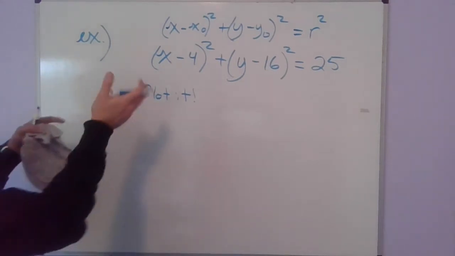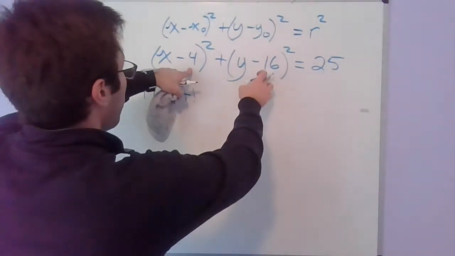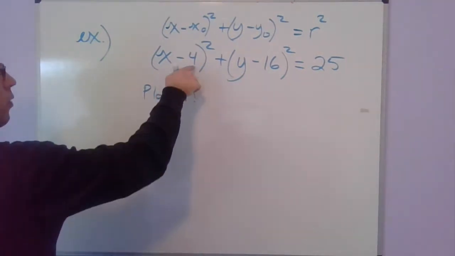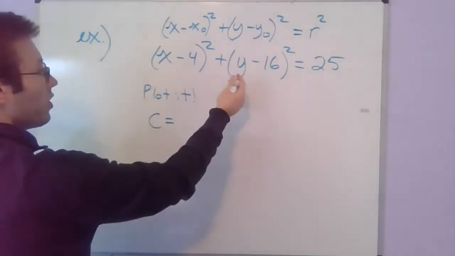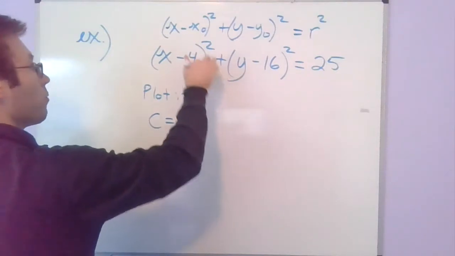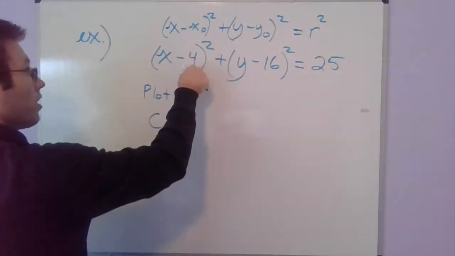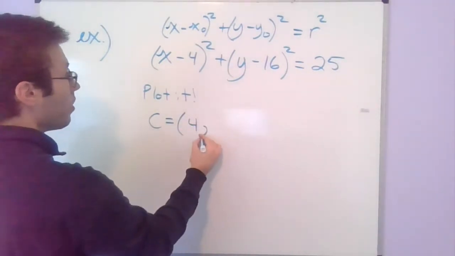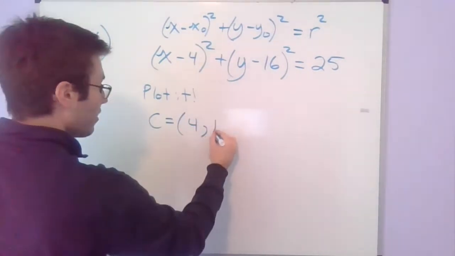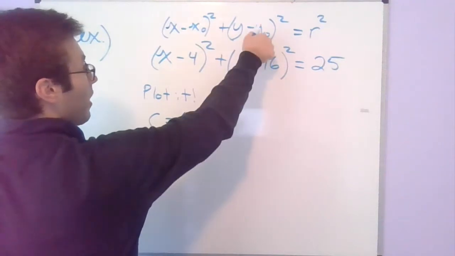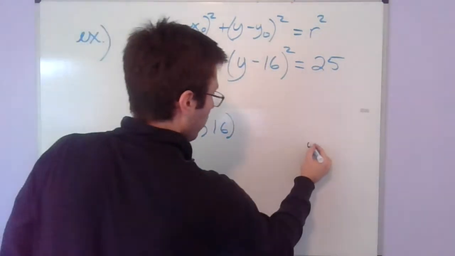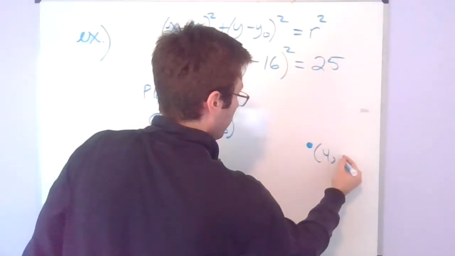So the center of it must be the point 4, 16. You can kind of think of it as the opposite value, because x0 is going to be 4 here to get that to match. So this is going to be 4, and then you can also see that y sub 0 is 16. So the center of this thing would be at the point 4, 16.